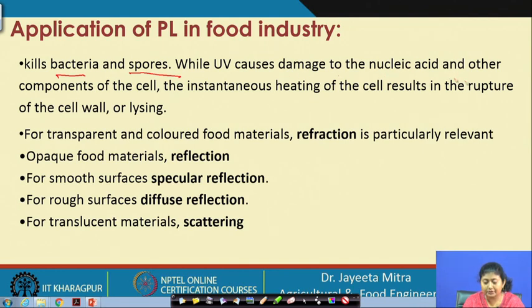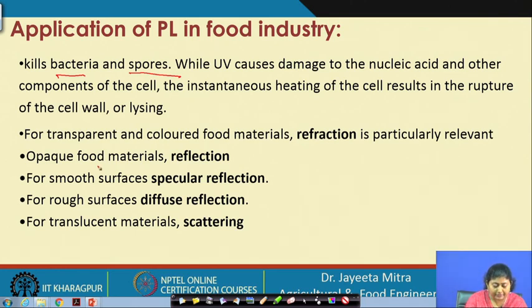and this causes damage to the nucleic acid, but because of this energy absorption there will be a high amount of heat generation as well. That heat results in the rupture of the cell wall, and eventually UV attacks the nucleic acid and the destruction happens. So, this is a combined effect of the UV and the heat, and maybe some other parameters which are not very clearly known as of now, because there are effects of other spectrum as well.